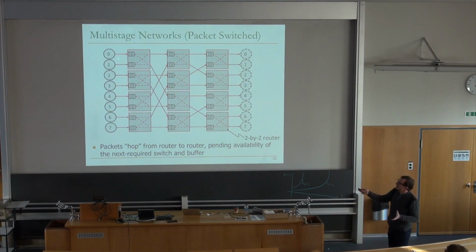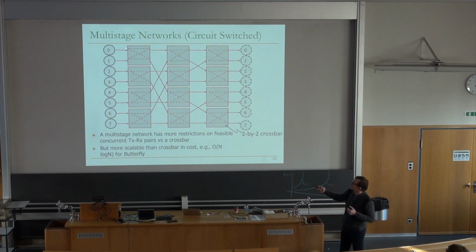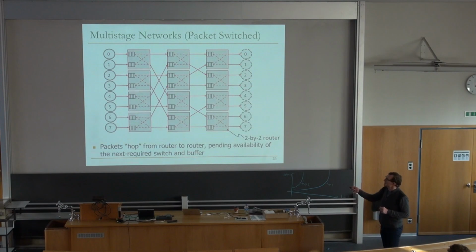Because now, when 0 is communicating with 7, 1 can do communication. They can interleave their communication across different cycles through the same router. Whereas previously it was not possible, because once you set up the path, 1 cannot use that path until you tear down and reset up the path for 1. So this is much more flexible, but now the router is more complicated, right?